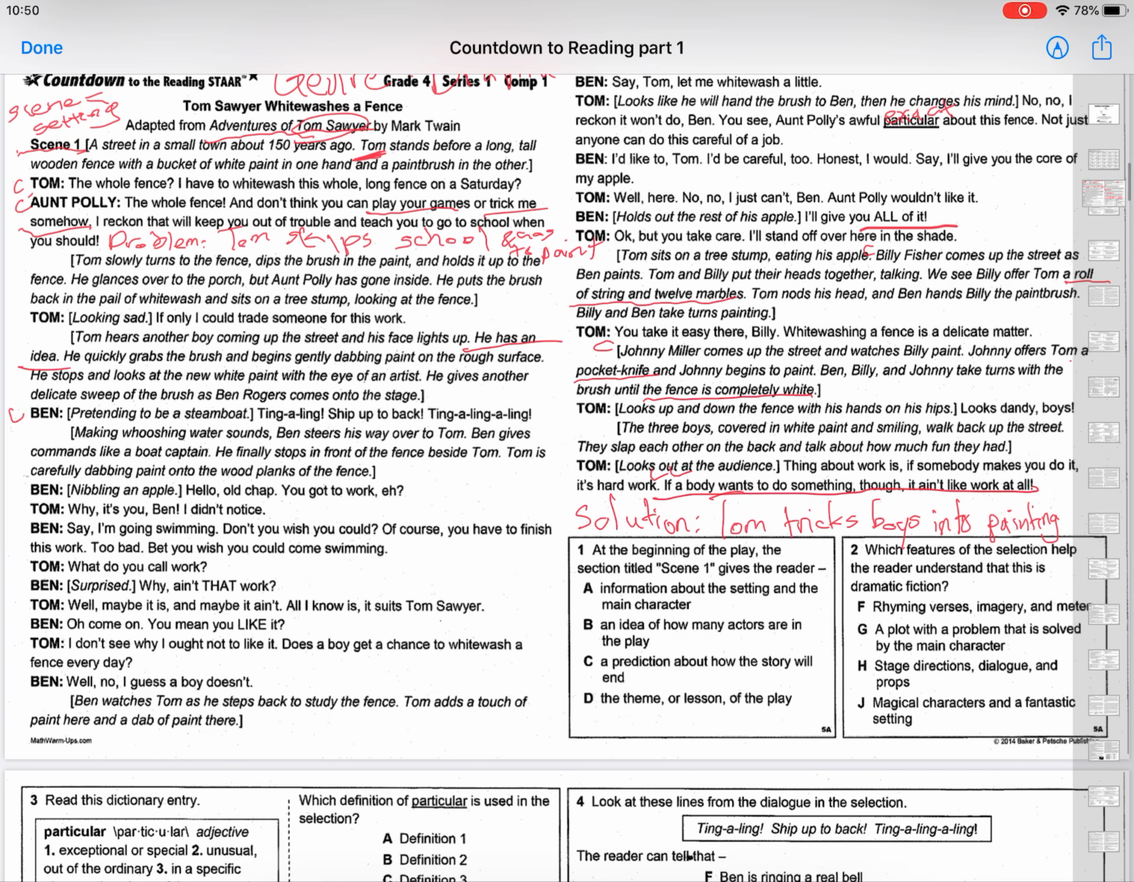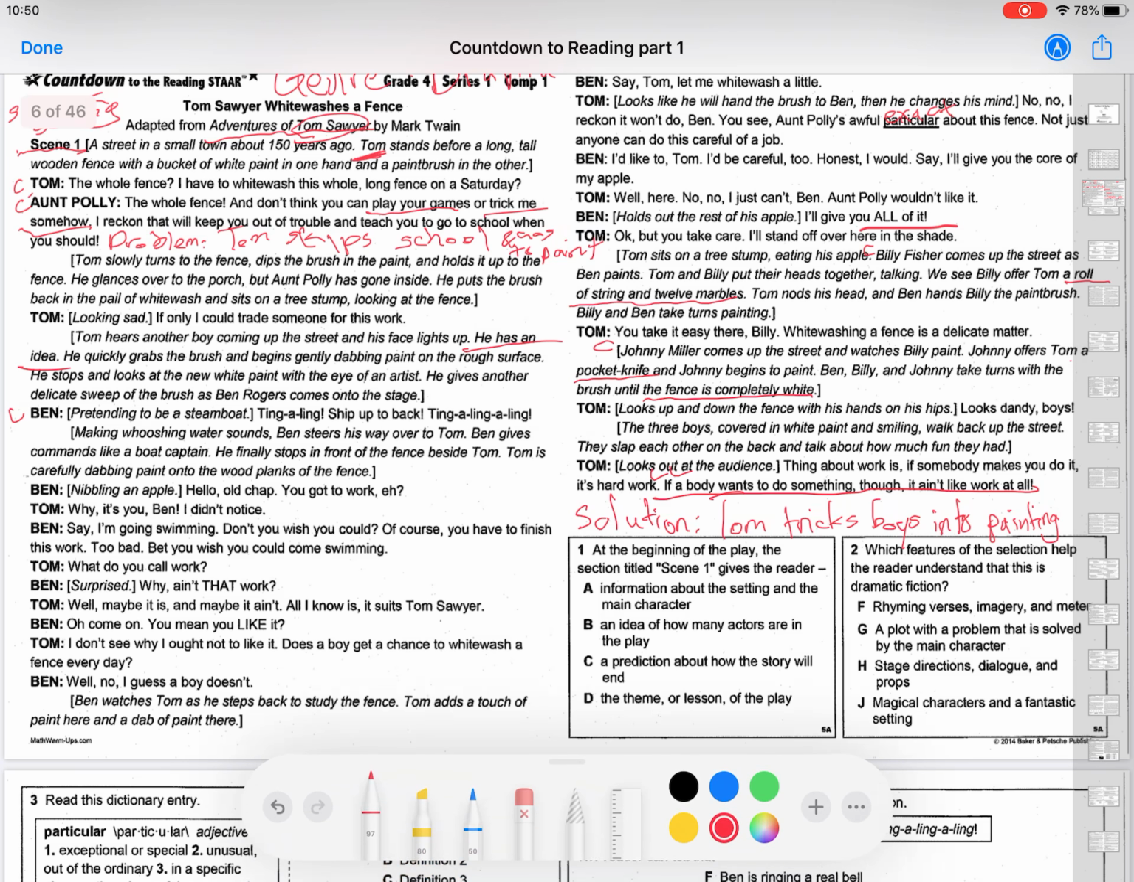Well, let's read where it says Scene 1. A street in a small town about 150 years ago, Tom stands before a long, tall wooden fence with a bucket of white paint in one hand and a paintbrush in the other. So we know that it doesn't tell us how many actors are in the play, because it only tells us about Tom. It gives us no indication to what the problem, solution, or lesson learned of the story are, so it's not a prediction of the end. And as I said, there's no lesson learned or no theme. So we know that we only get information about the setting and the main character.